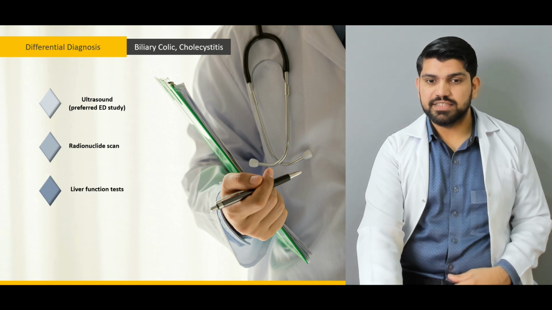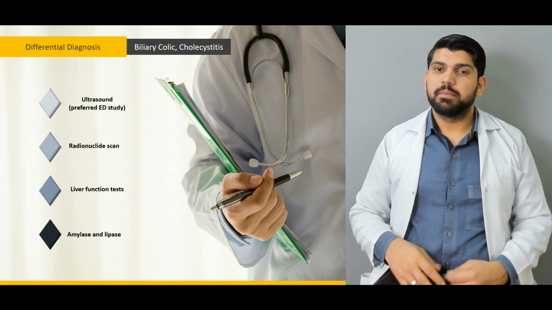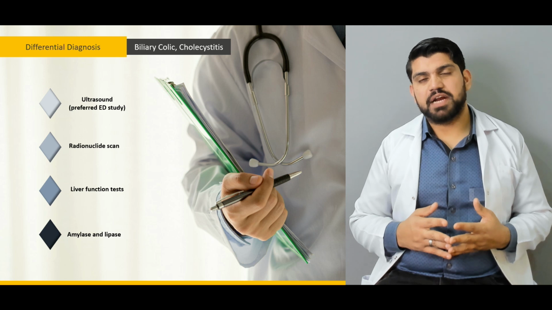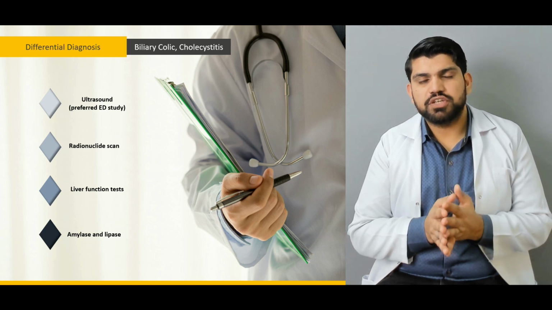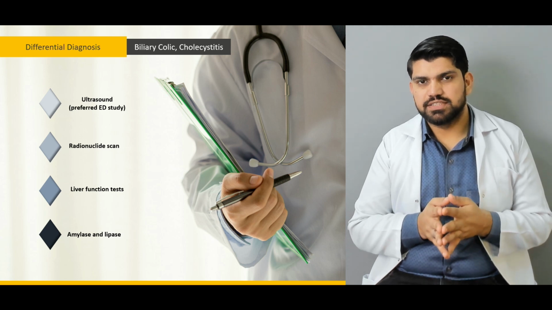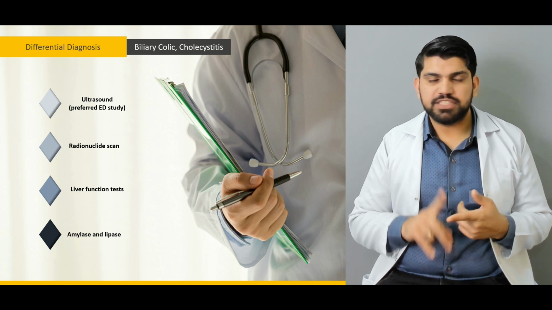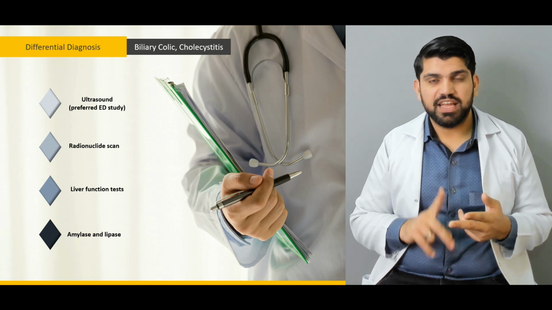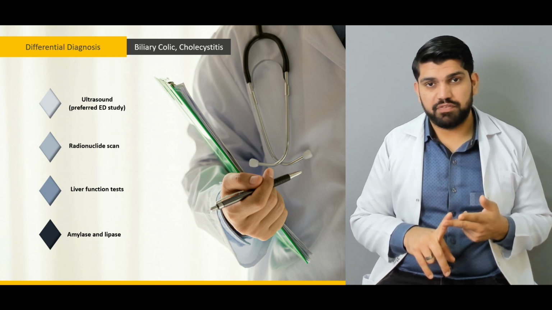radionuclide scan, HIDA scan, liver function tests, amylase and lipase. Why amylase and lipase? Because pancreatitis can present with right hypochondrial pain. So what to do with the patient with acute cholecystitis? This patient needs admission, IV fluids, pain management, analgesia, empirical antibiotics, and surgical consult. It's very, very important.